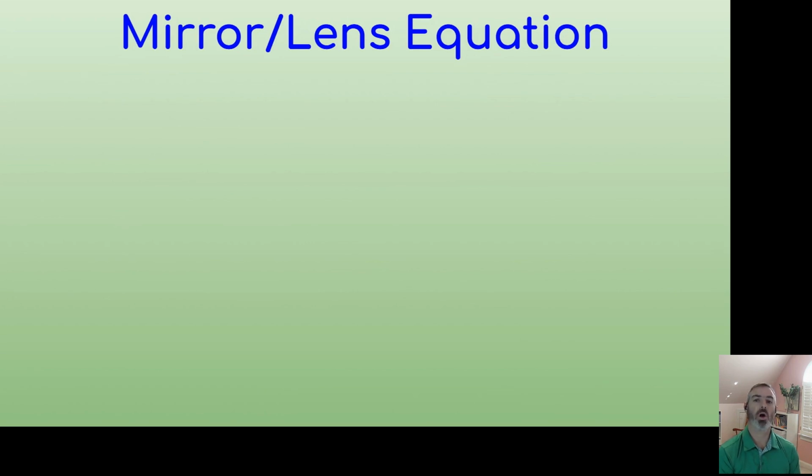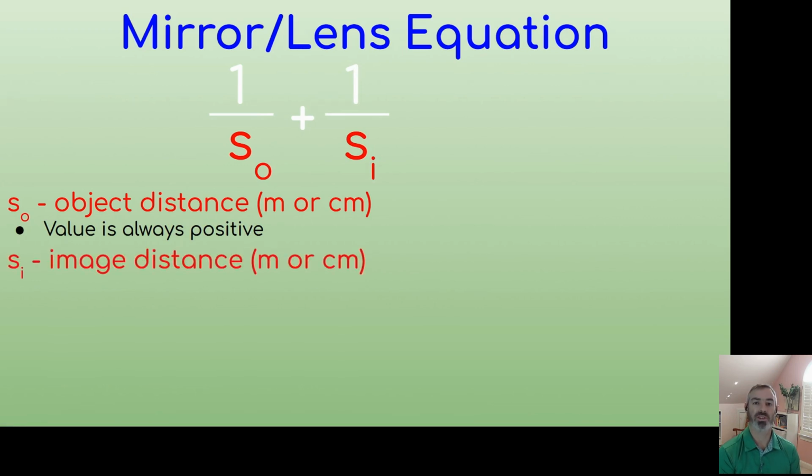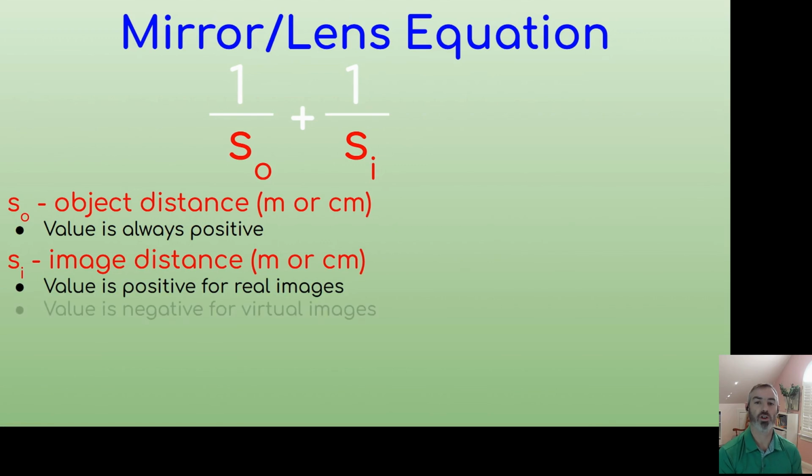So let's look at what's called the mirror lens equation. And this works to help find the object distance if needed. So 1 over the object distance, and that can be measured in meters or centimeters. And 1 over the object distance value is always going to be a positive value. And then we can add the inverse of the image distance. Again, it can be measured in meters or centimeters as long as it has the same unit of measurement as the object distance. This value is positive for real images, and it's going to be a negative value for virtual images. And adding the inverse of both of those is going to equal 1 over the focal length.